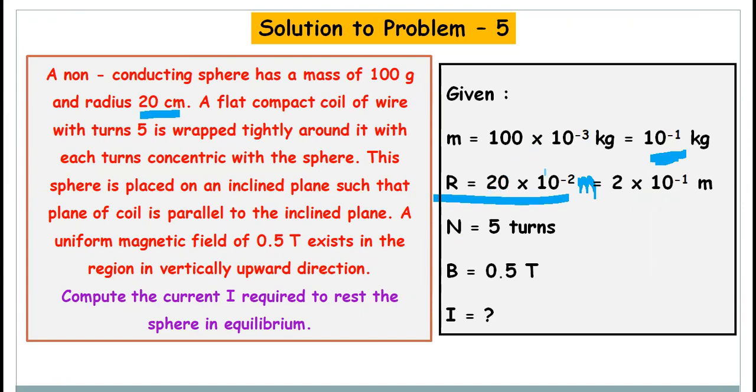And the trailing zeros, let me attach it with the power. So 2 into 10, 10 into 10 power minus 2 becomes 10 to the power minus 1. So either I can substitute 20 into 10 power minus 2 meter for radius, or I can go with 2 into 10 power minus 1 meter.